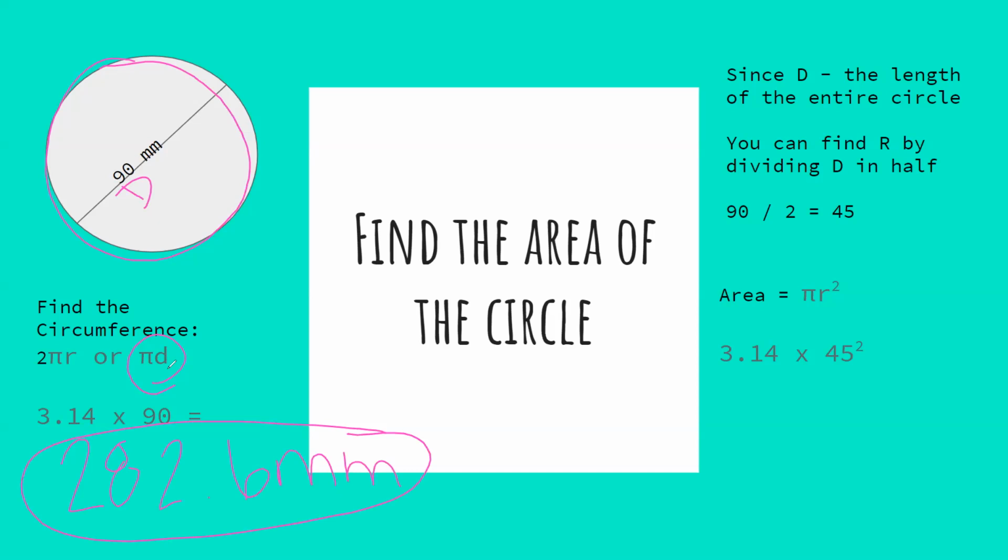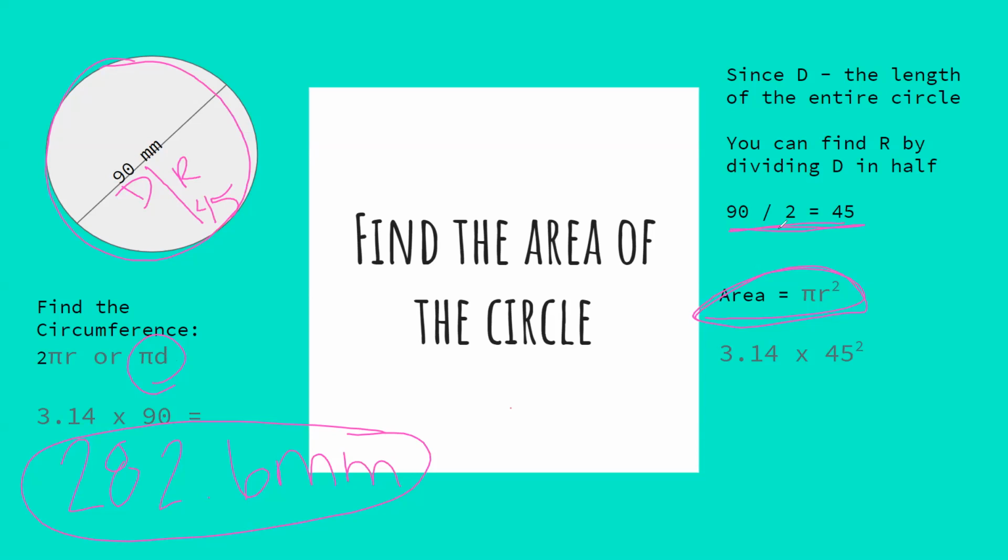Then if I am finding the area, remember your formula, and it's right here. My formula for area is pi r squared. Since I don't know r, I need to find r. Since d is the length of the entire circle, I could find r by dividing that in half. So if I take 90 and divide it in half, it gives me 45, which is what I did right here. So my radius is 45. So 45 is half of 90. My diameter is the entire length of the circle. My radius is half of that length.